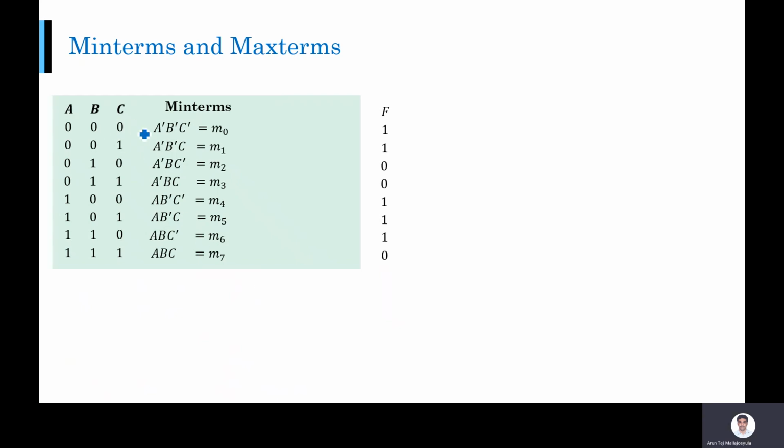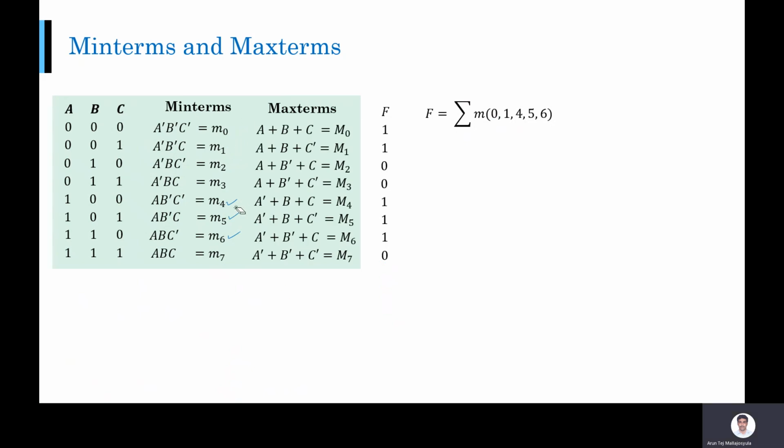Suppose you have these variables and these are my minterms, and let us say my function is this. Then in terms of minterms, what is the function? The function will be the sum of all the minterms. So it will be m0 plus m1 plus m4 plus m5 plus m6, so 0, 1, 4, 5, 6. Sigma m 0, 1, 4, 5, 6 is the function. It will be 1 if any of these minterms is present.